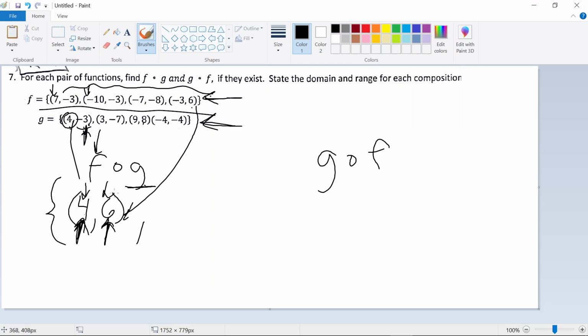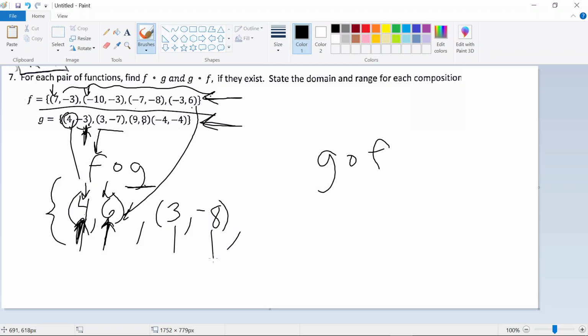So let's look at the next one, 3, minus 7. I put 3, the X value of G, and minus 7. Let me look up minus 7 in the F function. Minus 7 goes to minus 8. So far, the domain is 4 and 3, and the range is 6 and minus 8.